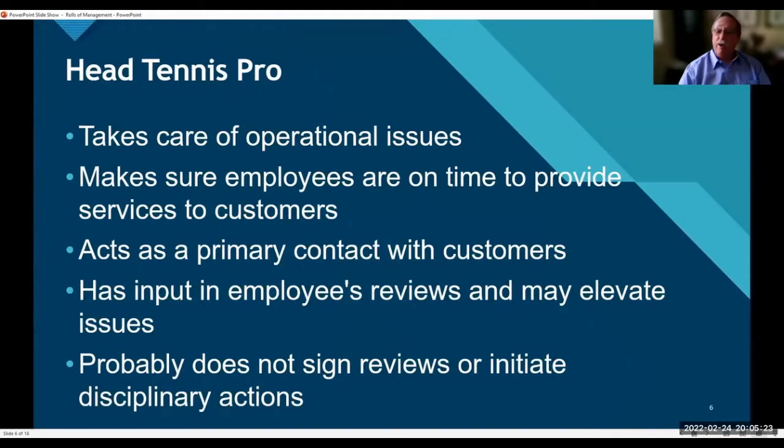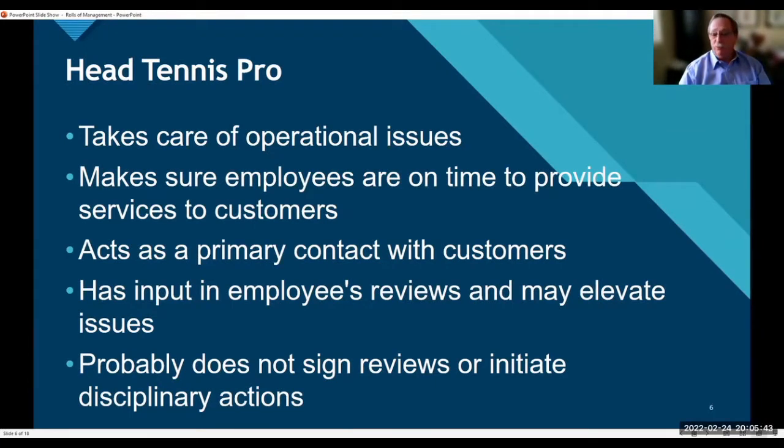So a head pro takes care of operational issues. They make sure employees are on time, provide services to the customer, and act as a primary contact with the customer. They're the first line of contact. They might have input to an employee's review and may be able to elevate issues.